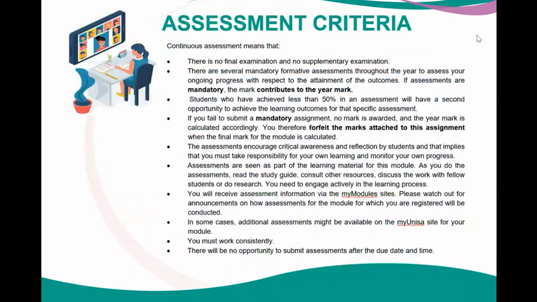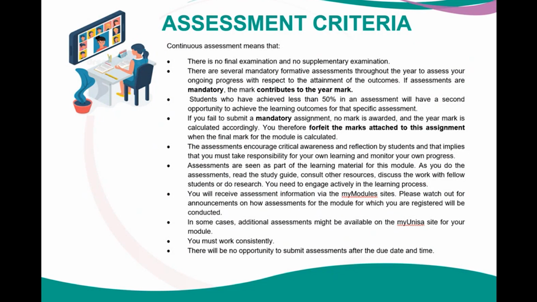It's very important that you understand that there is no final examination and no supplementary examination for this module, because it's a continuous assessment module. So there are several formative assessments throughout the year to assess your ongoing progress, especially with respect to the attainment of the outcomes that we'll get into in the next presentations. If assessments are mandatory, it means that the mark contributes to your year mark.